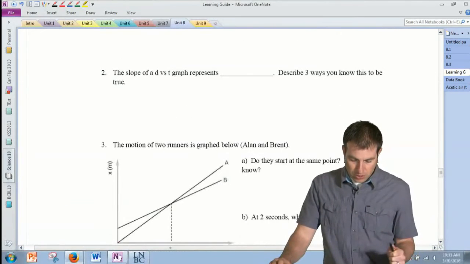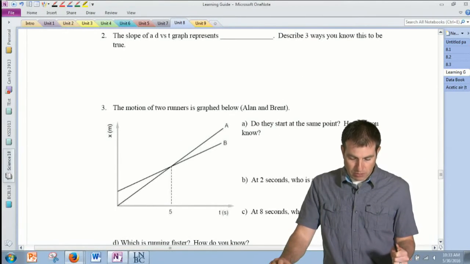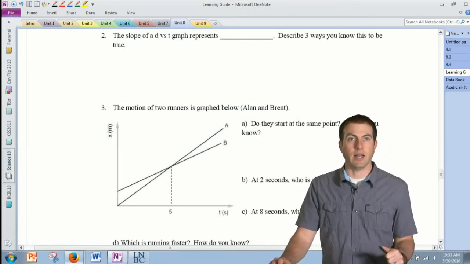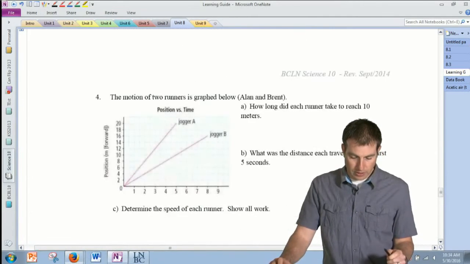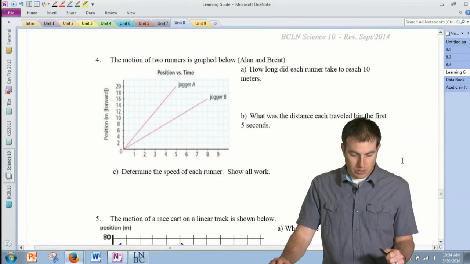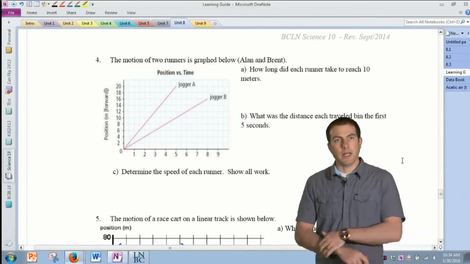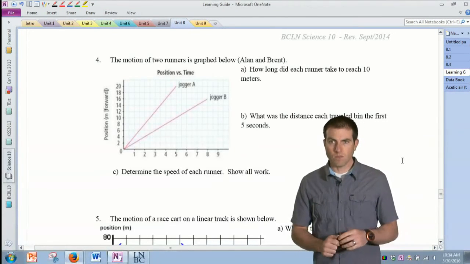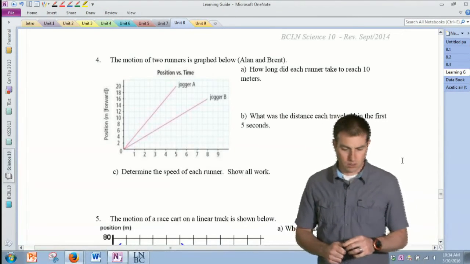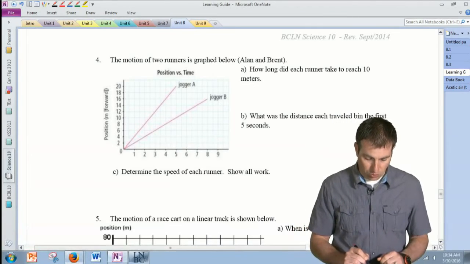Number 1 and 2 I think will be okay. This one's kind of a relative type thing. It's kind of like our race that we looked at before. I think you should be all right there. How did each runner take 10 meters? What's distance? Determine the speed of each runner. Show all the work. Let's look at number 4. It's actually asking us to find the speed of each runner. And we need to find the slope here.